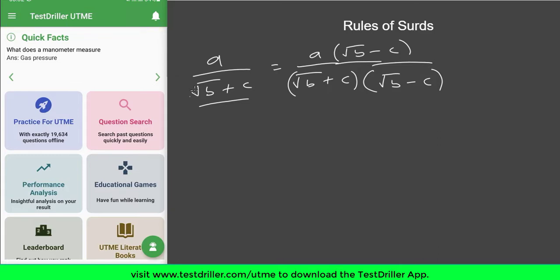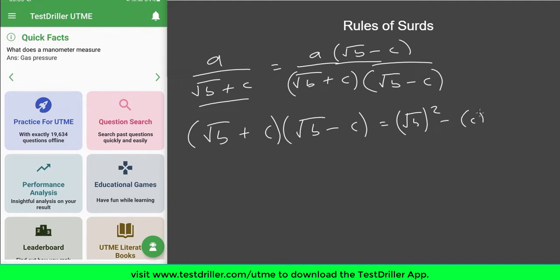This kind of surd with a binomial denominator, you multiply both sides by the conjugate of that binomial surd. Okay, so what do you get when you multiply two binomial surds? This is something you take note of. If you multiply two binomial surds of which one is the conjugate, the answer is always this value squared, minus the other value squared.